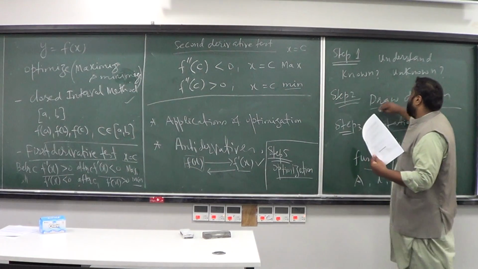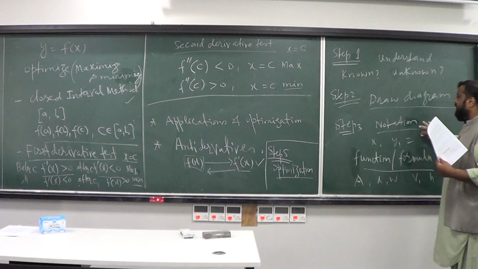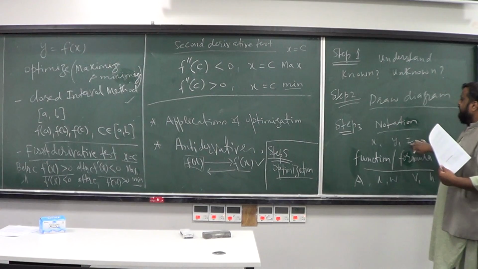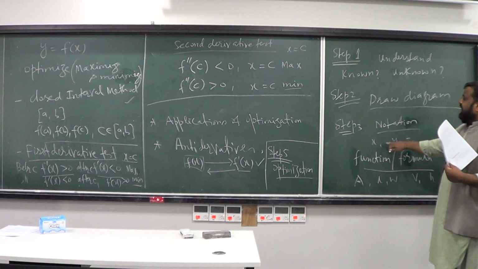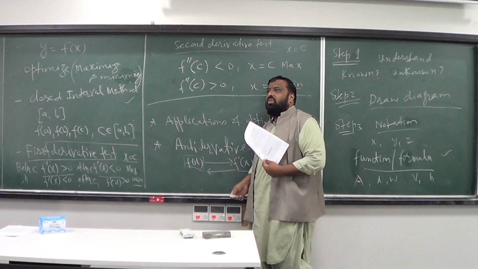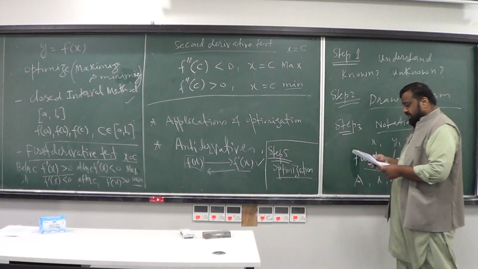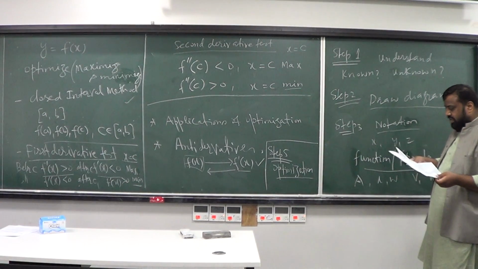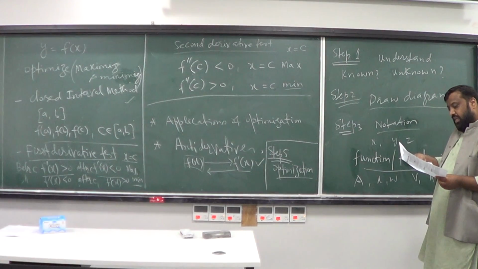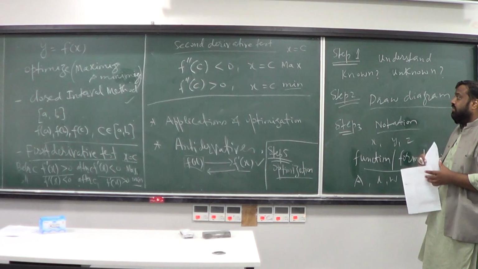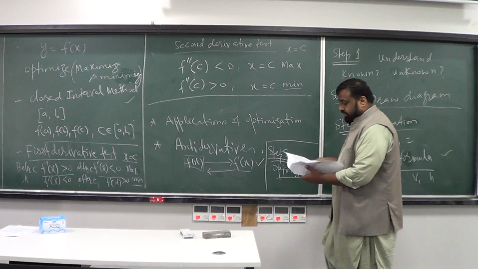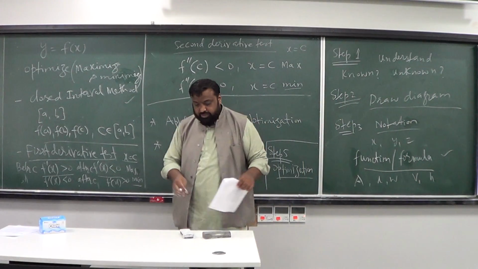So these are the steps. Make sense of the problem, draw a diagram, introduce notation, identify the quantities known and unknown, and see how they are related, and then choose some method to do the optimization. So I hope that you got some sense of the steps. Let's move on and solve some of the problems.